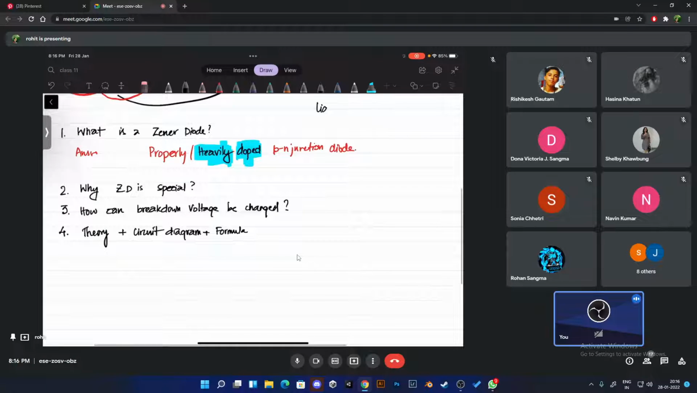Lightly doped means few impurities are added, like your pentavalent and trivalent. Heavily doped means a lot of pentavalent and trivalent impurities are added. A lot of phosphorus will be added, a lot of arsenic, gallium, aluminum. So for a zener diode, always remember, it is heavily doped. And why it is special, I'll tell you.